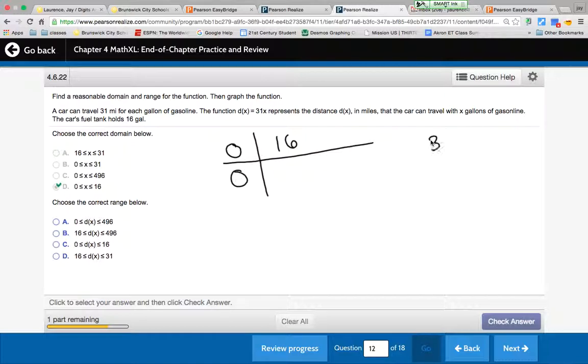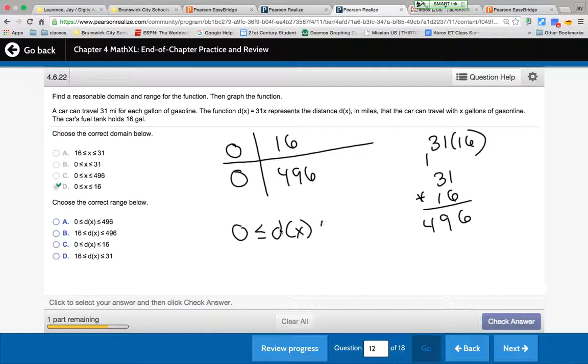And then I'm going to do 31 times 16, and I like to do it this way: 6, 18, 19, and I'm going to carry that 1, and I'm going to get a 4, 496. So I'm thinking the car can go between 0 and 496 miles. All right, so let's see if I'm right.